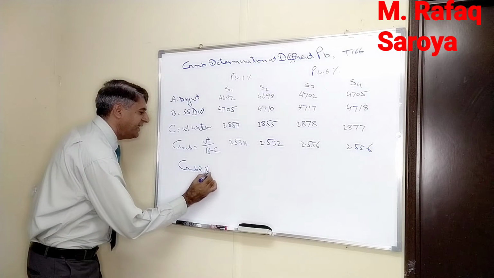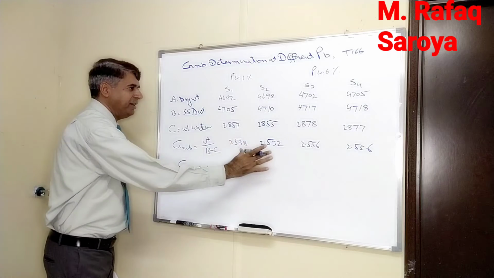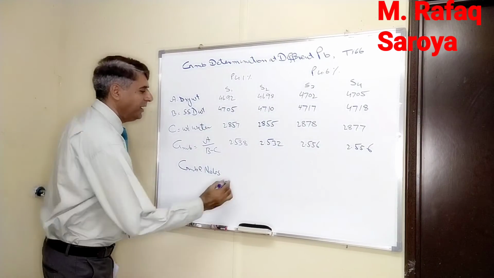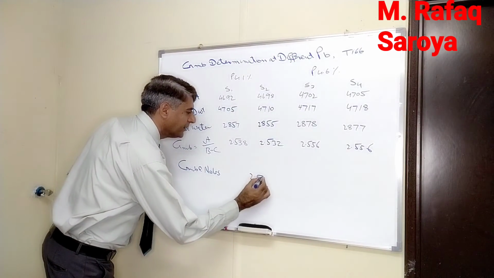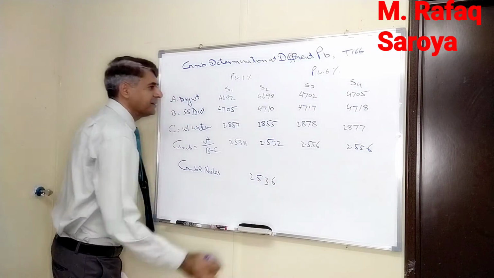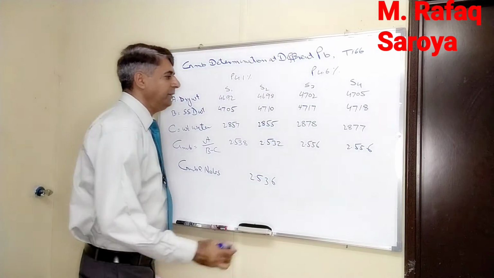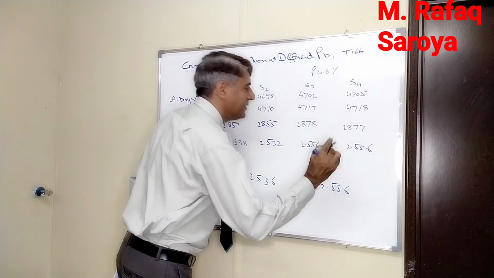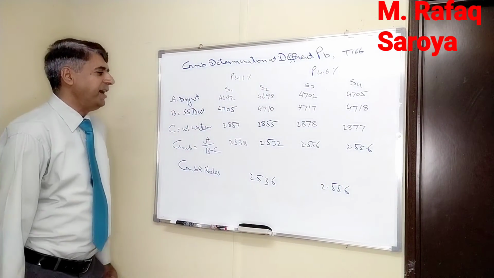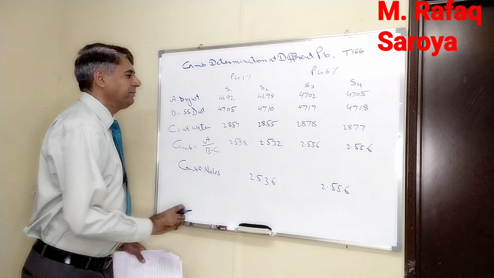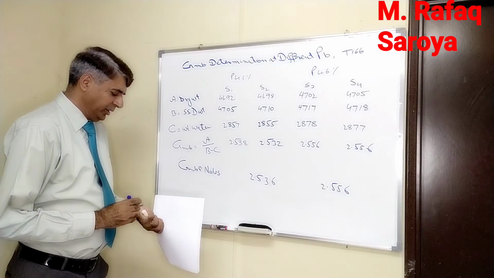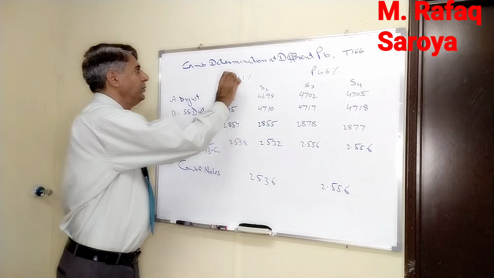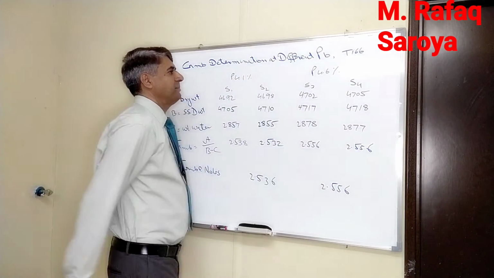at the rate of n dash, it is the average of these two values. It will be 2.536. It will be 2.556. These are the values which I have given you about my 2 binder contents, 4.1% and 4.6%.